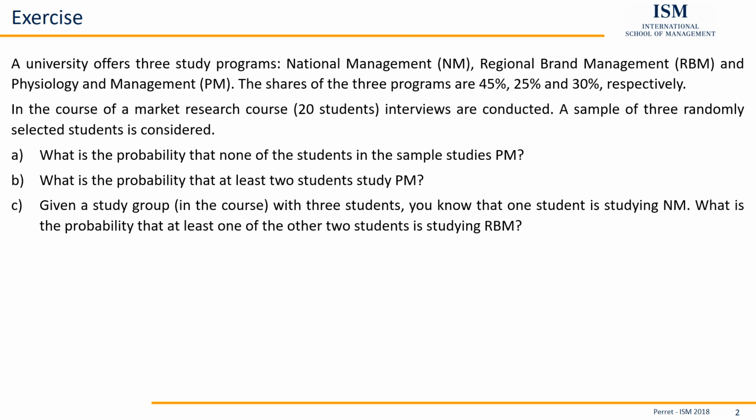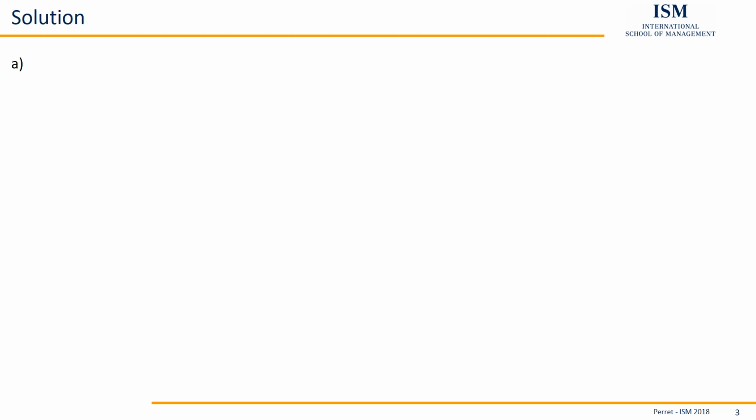Well, let's get right into it and start with part A. Part A is, I would say, relatively straightforward, because what we are looking for here is the probability that 0 of the students in the sample study PM. So we're looking for the probability that our random variable is 0.